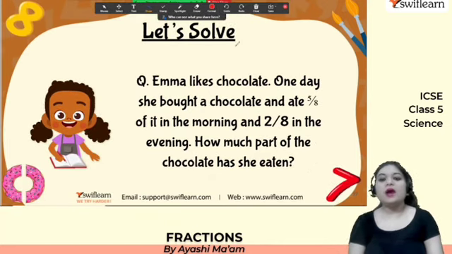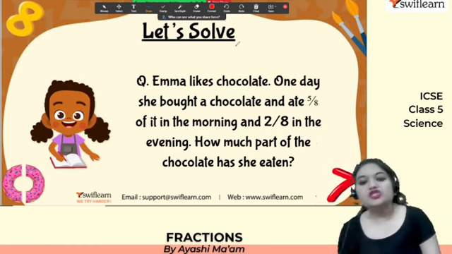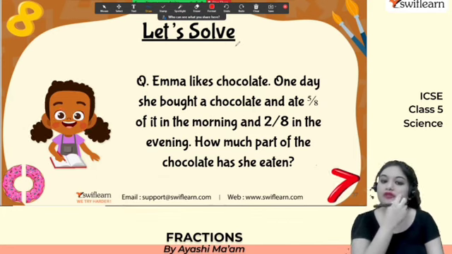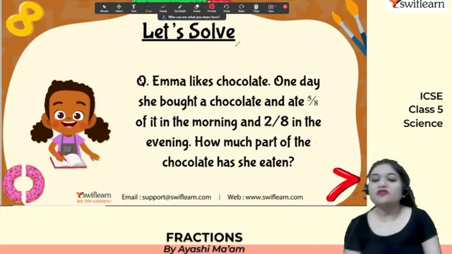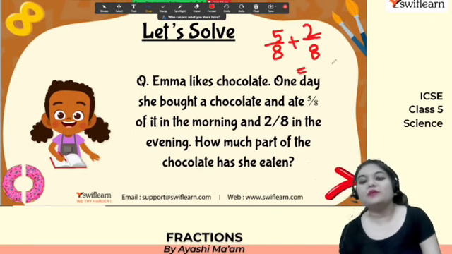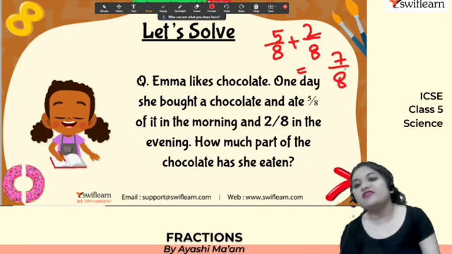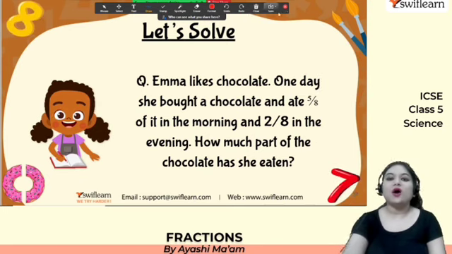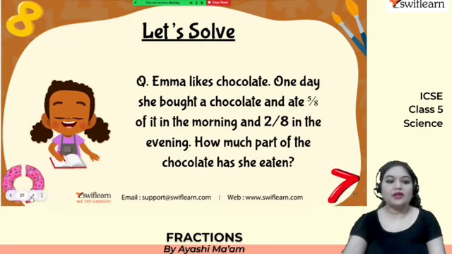Now, Emma likes chocolate. One day she bought a chocolate and ate 5/8 of it in the morning and 2/8 of it in the evening. So how much part of the chocolate has she eaten? She has already eaten 5 by 8 part plus 2 by 8 part. That means what? 2 plus 5 is 7, 7 by 8 part. 7 by 8 part of the chocolate Emma has already eaten.